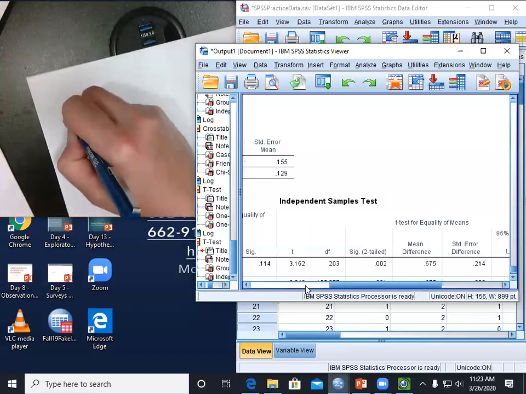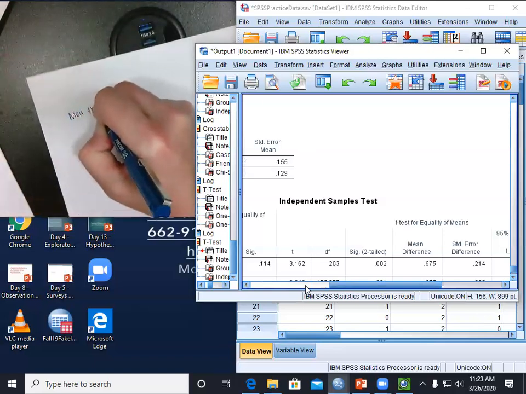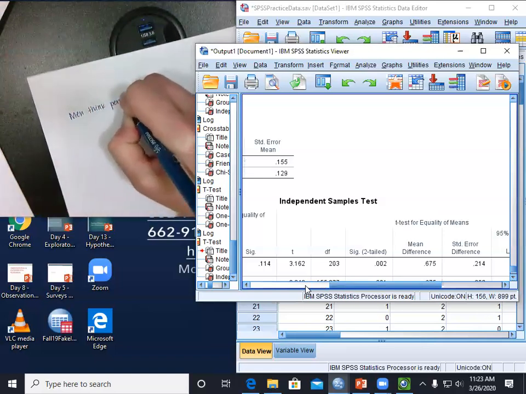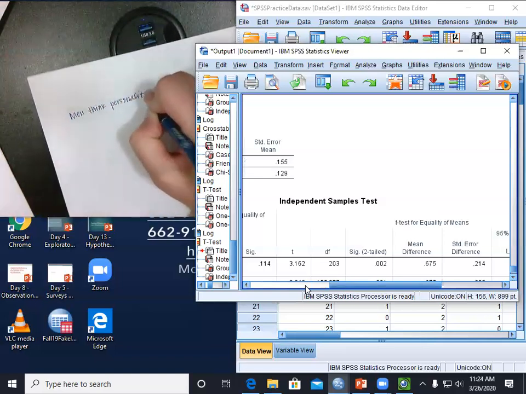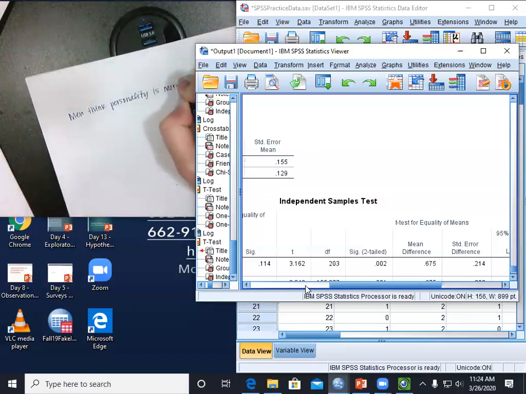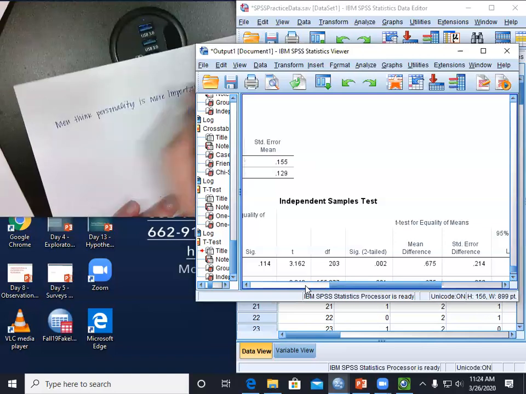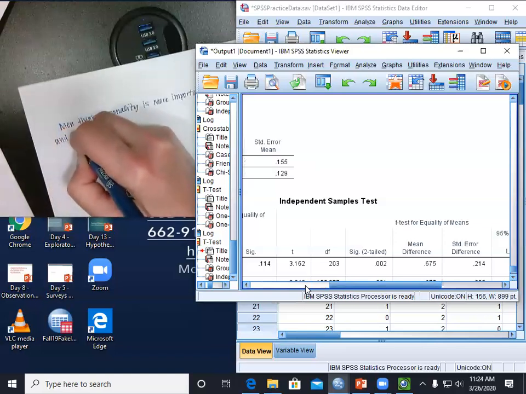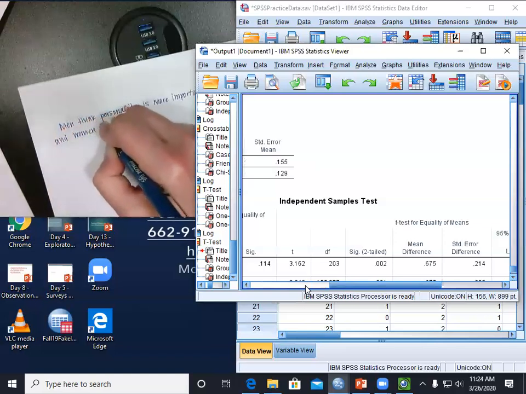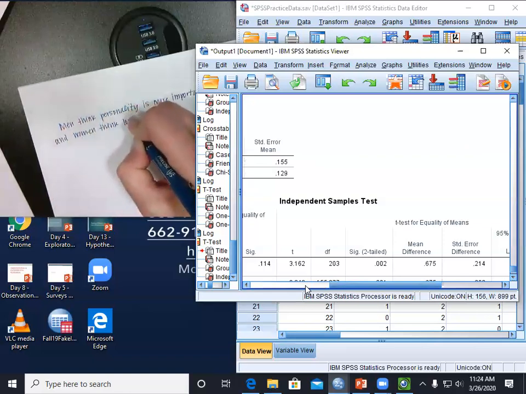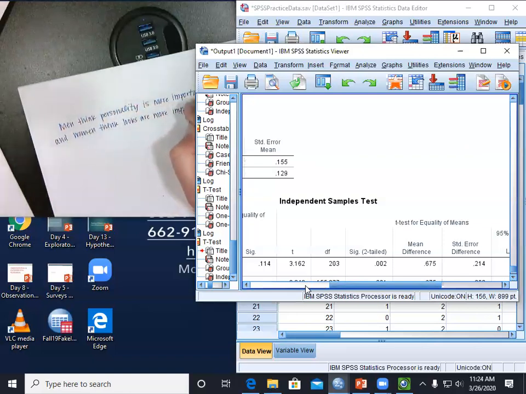Someone would say, men think personality is more important and women think looks are more important.